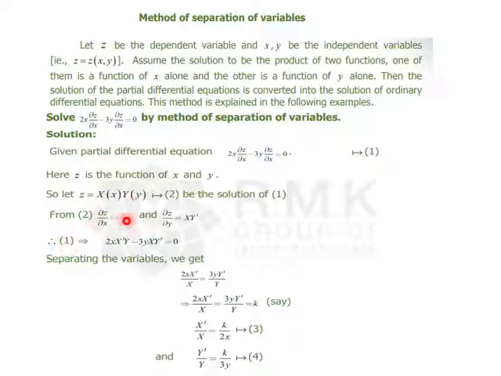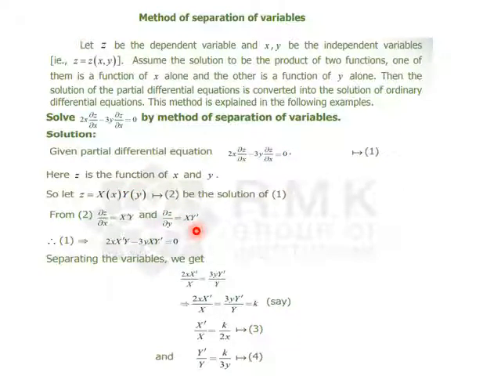Now dou z by dou x, let us do partial differentiation of z with respect to x alone. So when I differentiate with respect to x, X will become X dash. Y will remain as it is because we treat it as a constant. Same pattern, dou z by dou y: when I differentiate, X will remain as it is, and capital Y will become Y dash.